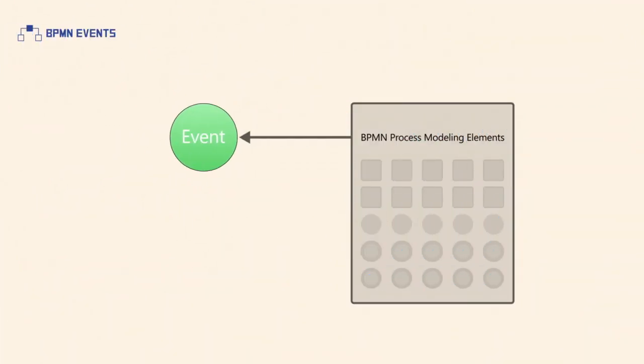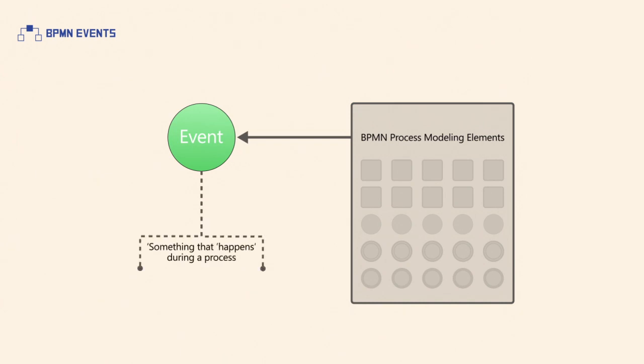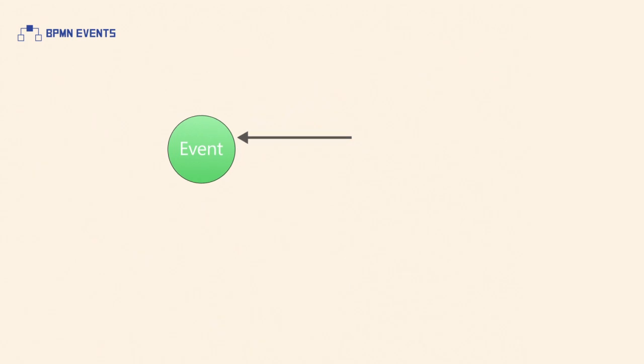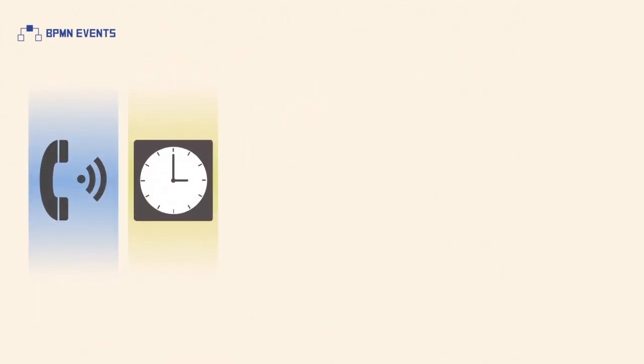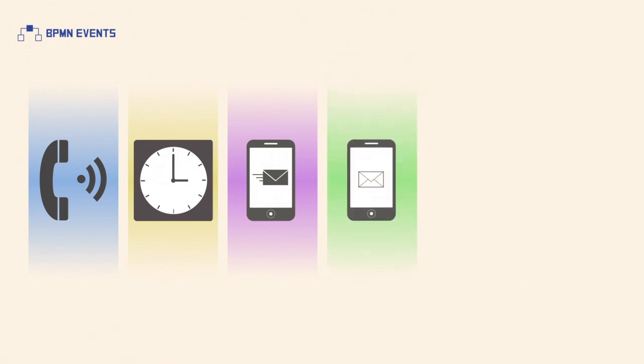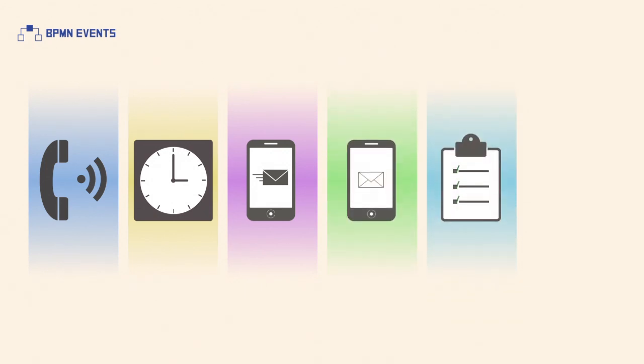An event is a common BPMN process modeling element, which represents something that happens during the course of a process. Examples of process events are a telephone call at 3 o'clock, a message has been sent, a message has been received, all tasks are completed, or an error has occurred. In a BPMN diagram, an event is graphically represented with a circle.